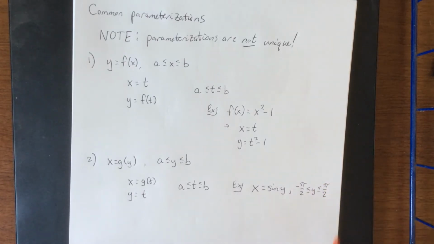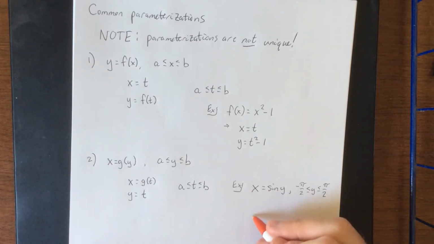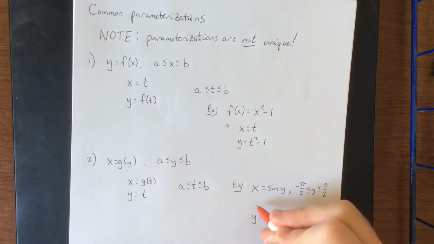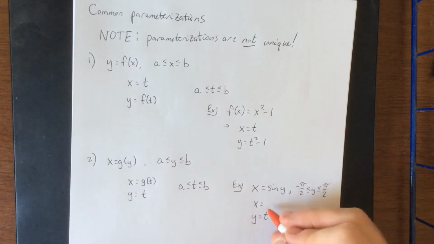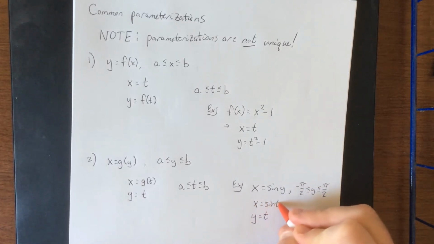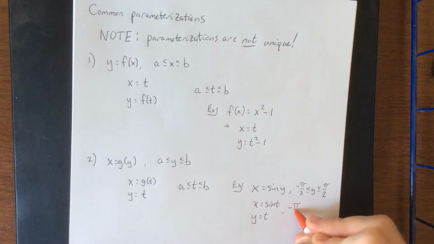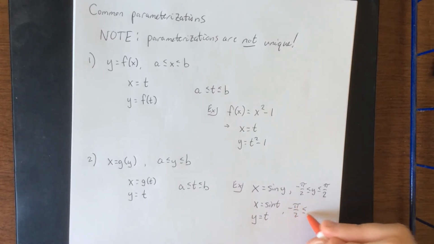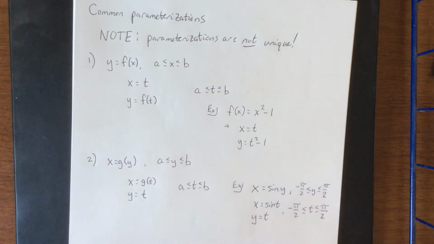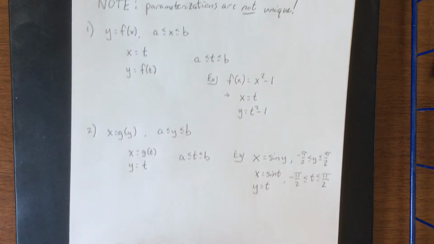Something that you might consider setting up when talking about inverse trigonometric functions. We could say that y is equal to t, that x is equal to the sine of t, and that t is going to go from negative pi over 2 to pi over 2. However, we could also set it up as x is equal to t, y is equal to the arcsine of t, and then allow t to go from negative 1 to positive 1. It's not necessarily unique.